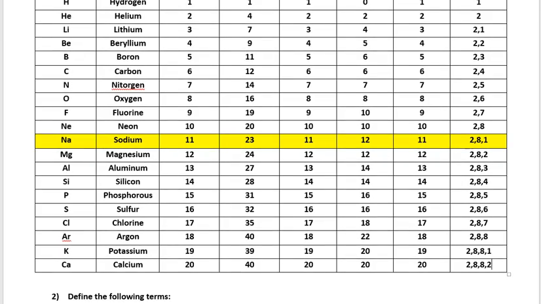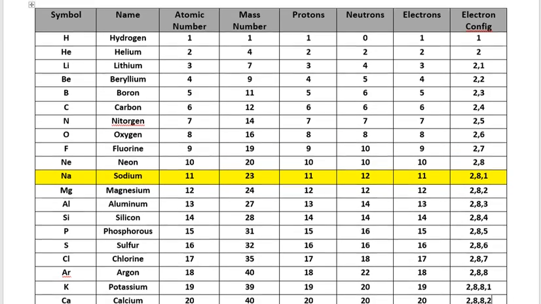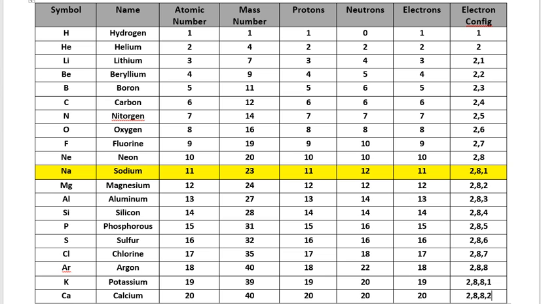Cool, well I hope that made sense. So a quick recap just of the whole thing. Alright, just remember your atomic number, the number of protons, and the number of electrons are all the same. You can use the electron configuration to work out how many electrons you've got, but these three things, protons, electrons, atomic number, are all the same. So if you've got one of those numbers, you can fill in the other two.